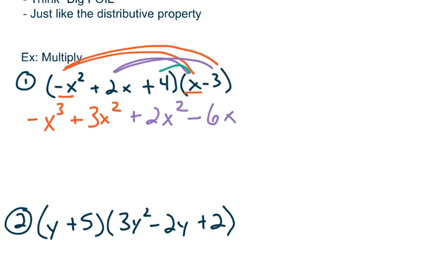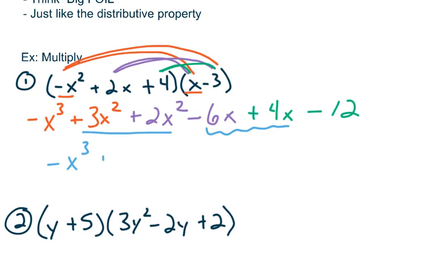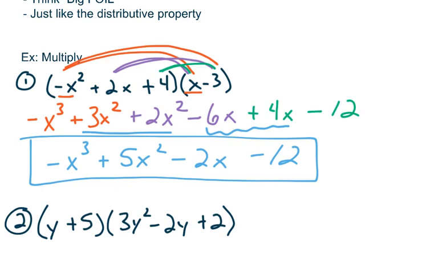Okay, do one more time, go down the line. 4 times x is 4x, 4 times negative 3 is negative 12. Now we have some like terms that we can combine. We can combine the x squareds, we can combine the x's. So we'll have negative x cubed, 3x squared plus 2x squared is 5x squared. You don't need to do any inverse operations because there's no equal sign, there's no equation. You don't have to move things around, we just need to combine like terms. Negative 6x plus 4x is negative 2x. And then the last thing on the end is minus 12. So this right here is your answer for number 1.